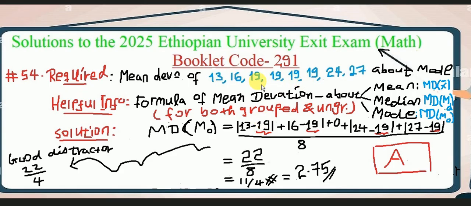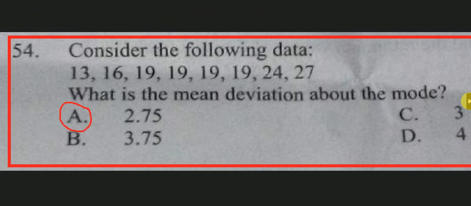So mode is the most frequent value. The most frequent value in this case is 19. So 13 minus 19, plus 16 minus 19, plus 19 minus 19, 4 times, 1, 2, 3, 4. Then 24 minus 19 plus 27 minus 19. If we evaluate this, we get 13 minus 19 is 6, plus 3, 9. Here we have 24 minus 19, 5. That makes 14. Here we have 27 minus 19 is 8. 8 plus 14 is 22. 22 over 8, when simplified, is 11 over 4, and that is 2.75. The answer is A. Yes.